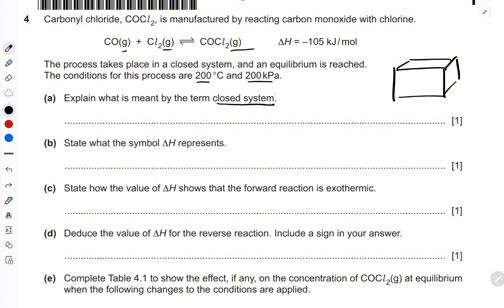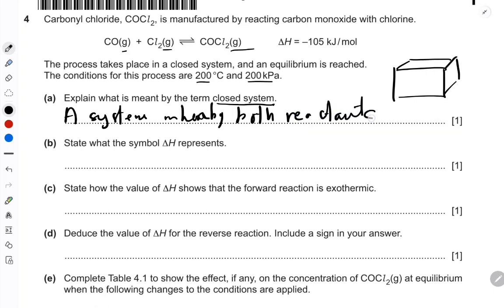But now they're asking for what is meant by the term closed system. So a system whereby both reactants and products cannot escape. Basically, it's a sealed system.